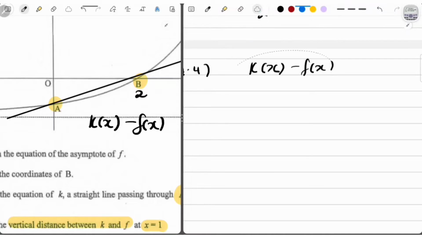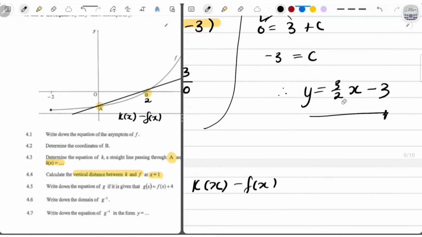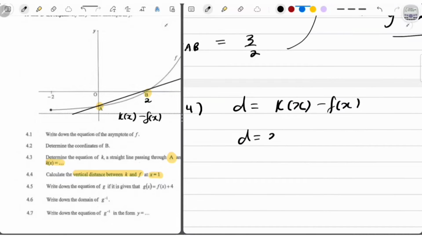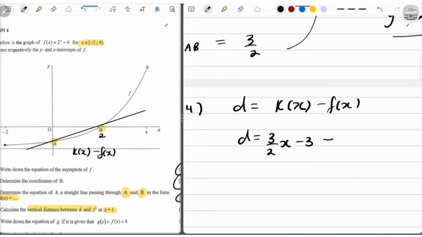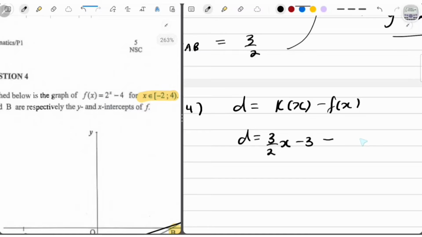And let me just call this the distance. D is equal to this. And k of x, I now have the equation of it. It is 3 over 2x minus 3, minus, I know what f of x is already from the start. It was 2 to the power of x. But remember there's two terms, so you need to protect it with brackets. 2 to the power of x minus 4.